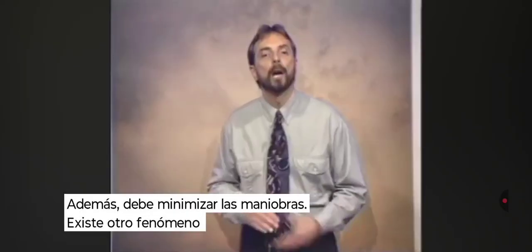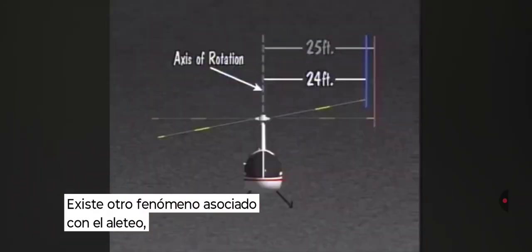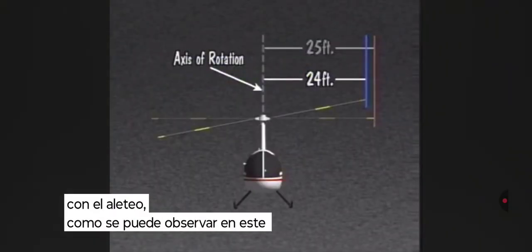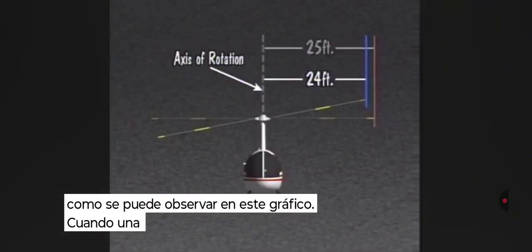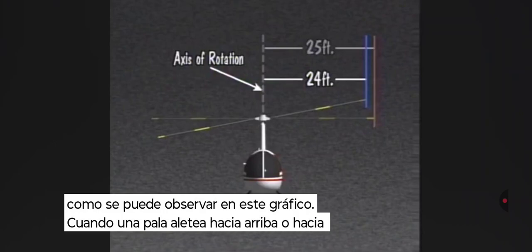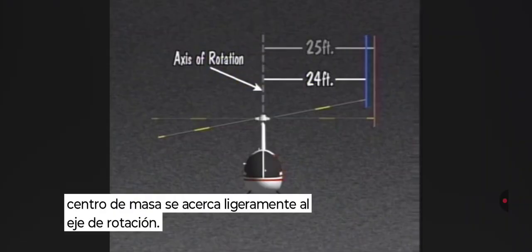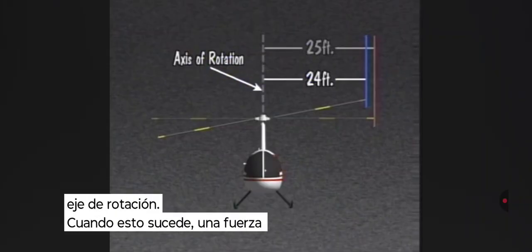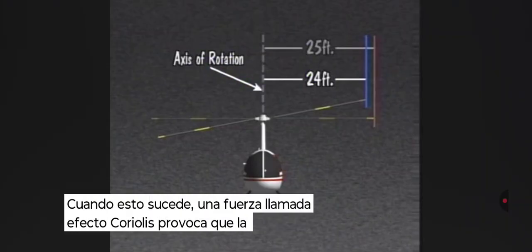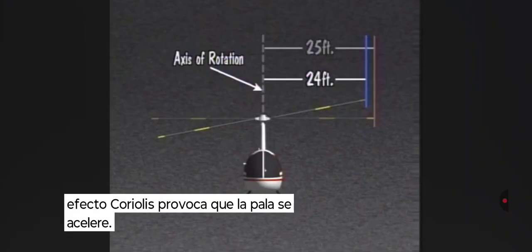There's another phenomenon associated with flapping. As you can see in this graphic, when a blade flaps either up or down, its center of mass moves somewhat closer to the axis of rotation. When this happens, a force called Coriolis effect causes the blade to accelerate.